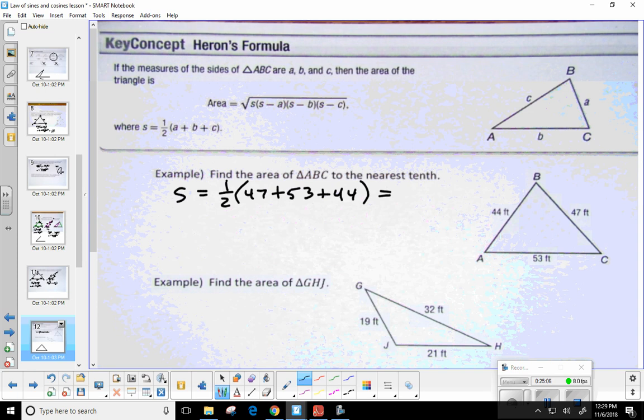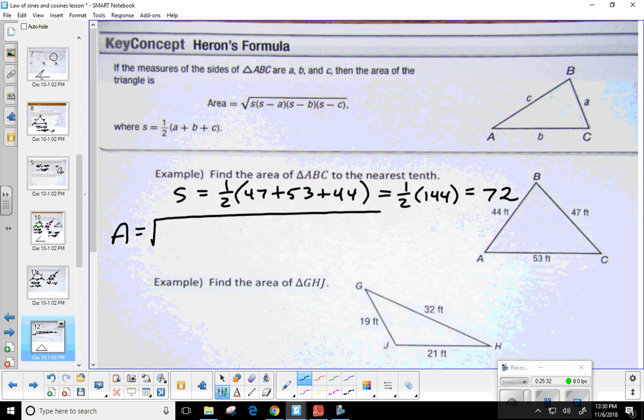Okay. So what's 47 plus 53 plus 44? 144. So half of 144 would be what? 72. So now I know the value of S. All you're going to do is plug in the formula and let the calculator take over from there. Okay? So I know the area is going to be this big radical.